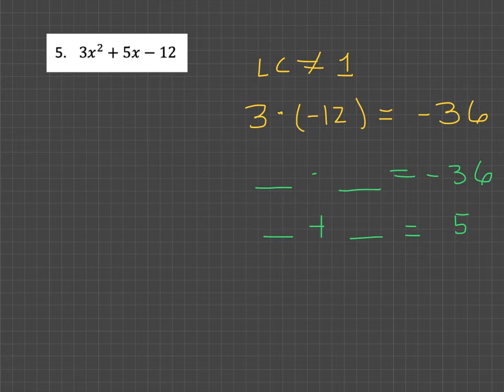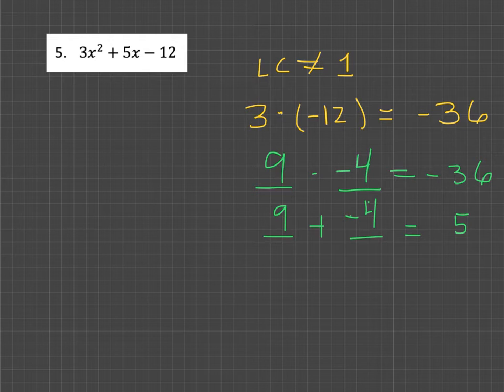Okay, so we want to think of combinations of numbers that multiply to 36. Well, 3 times 12, 6 times 6. Neither of those are going to be able to add up to a positive 5. But what about 9 and 4? If we use a positive 9 and a negative 4, that's going to add to a positive 5.